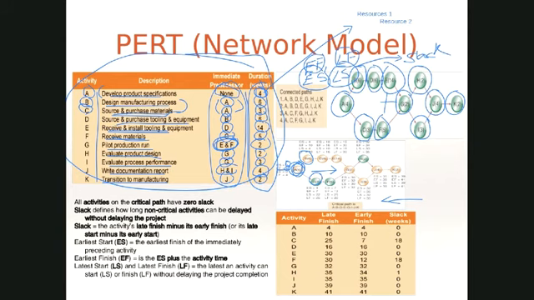The earliest A can finish is week 4, which means B and C can only begin week 4. And that's why you'll see for B and C, the early start is week 4. Now, how long does B take? It takes 6 weeks. How long does C take? C takes 3 weeks, right?